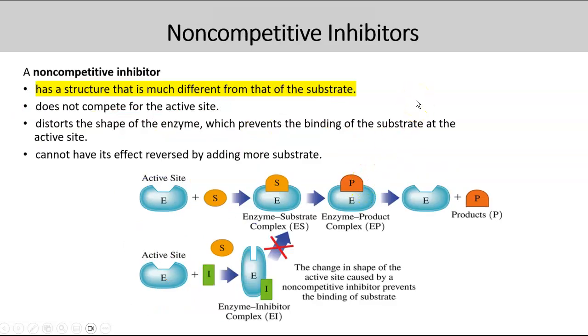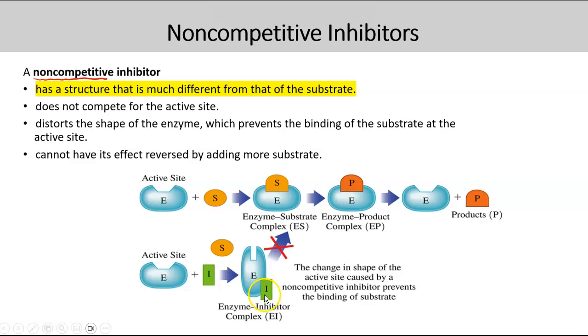The second class of inhibitors is non-competitive inhibitors. Remember, the competitive and non-competitive both belong to reversible inhibition. Now, what is the difference between non-competitive and competitive inhibitors? Non-competitive inhibitors, as the name implies, don't compete for the active site. They have a structure very different from the substrate because they don't need a similar structure, as they bind to a different site.